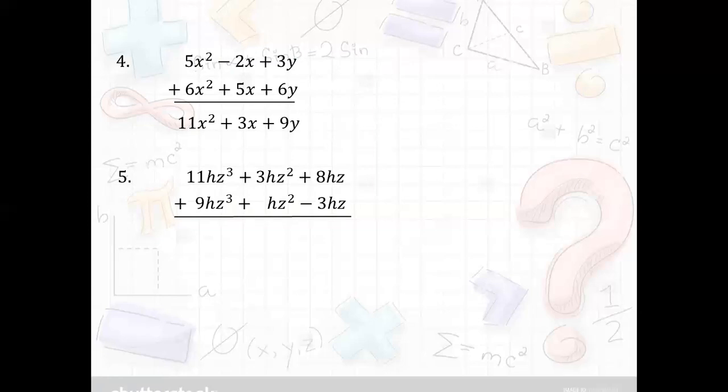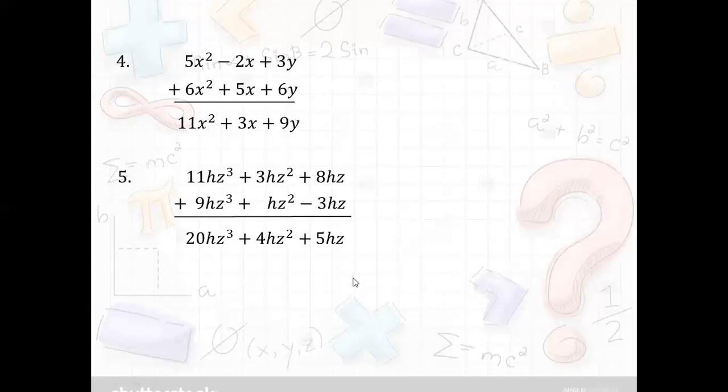Okay, so just add them, that's all. 11 plus 9 is 20, so 20hz cubed. 3 plus 1 will give you a 4, plus 8 minus 3 will give you a plus 5. These are the integer rules. I don't think by now you all are perfect, you all are pros in the integer rules, so I don't need to keep repeating it. How did plus 8 minus 3 become plus 5?